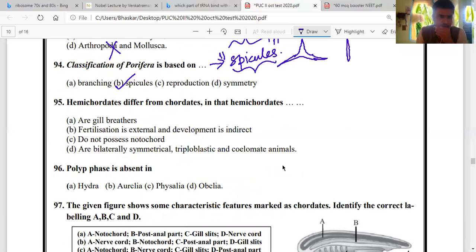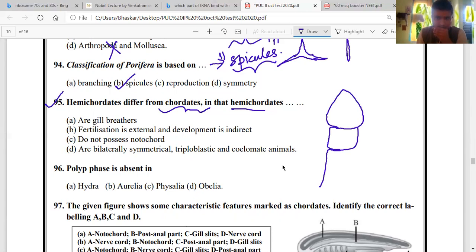Next, hemichordates differ from chordates in that hemichordates. Now, what is the main component and property of animals like Balanoglossus, Saccoglossus? We have already discussed. They have a beautiful excretory organ like the proboscis gland, and they have a stomochord and absence of notochord. So our gill bearers, fertilization is external and development is indirect, do not possess. So this is the thing that we have to tell. This is the most important feature in the hemichordate. They do not possess the notochord.